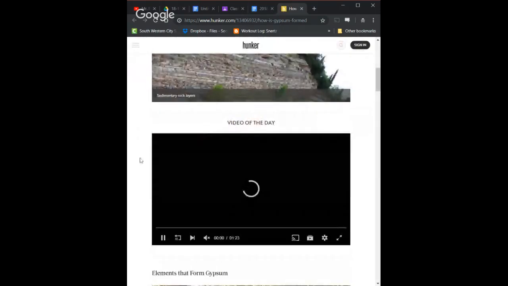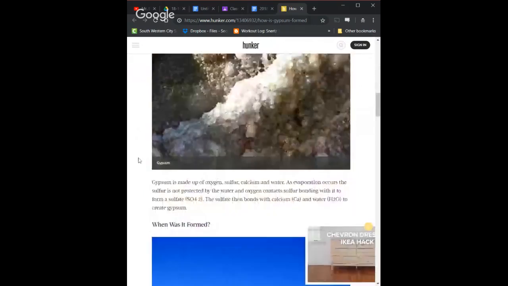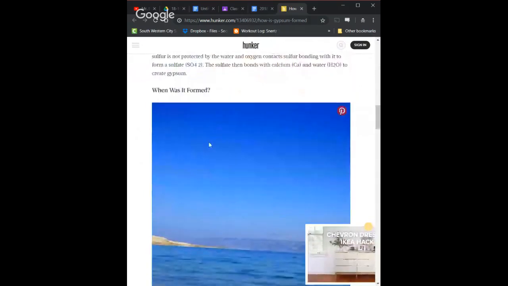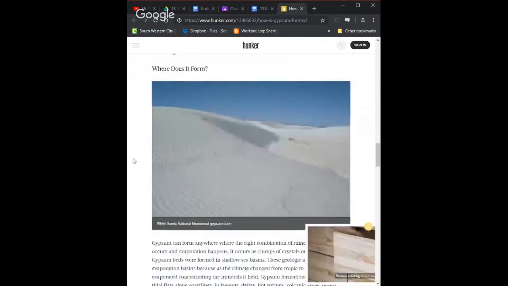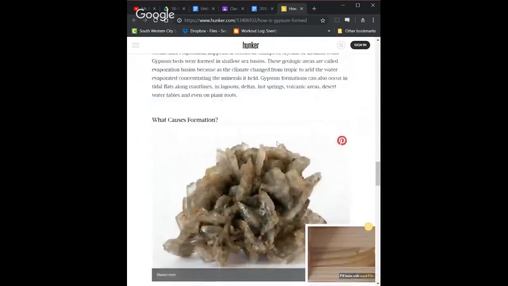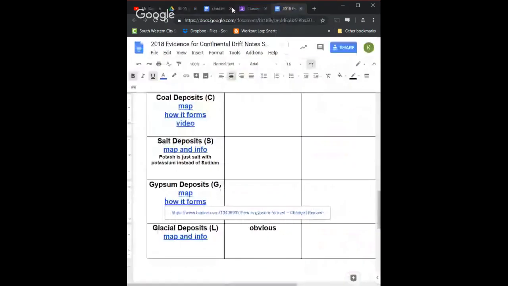Okay, so after you go into this video, elements that form gypsum, here's what it's made from, when it formed, here is probably what you want to actually dig into if you want to look and see. Okay, so where does it form? Here's some places. What causes it to form? Okay, yeah, this has got everything you need. You're good.